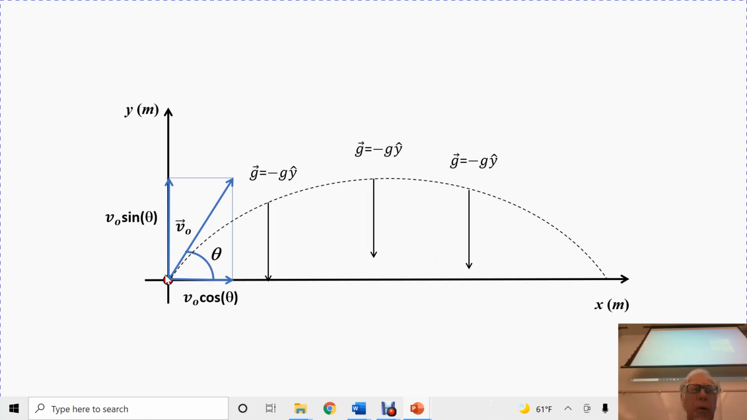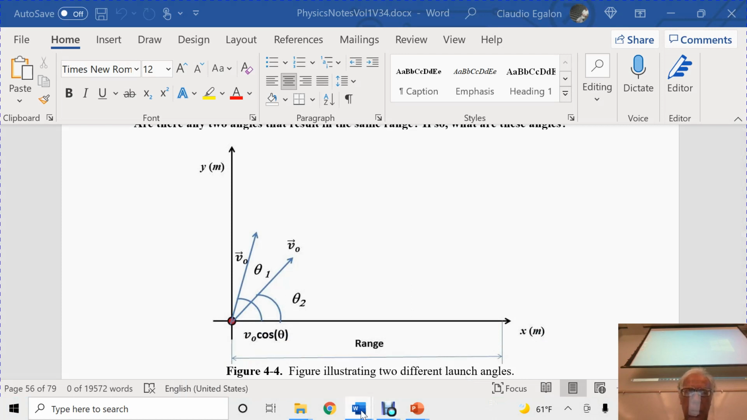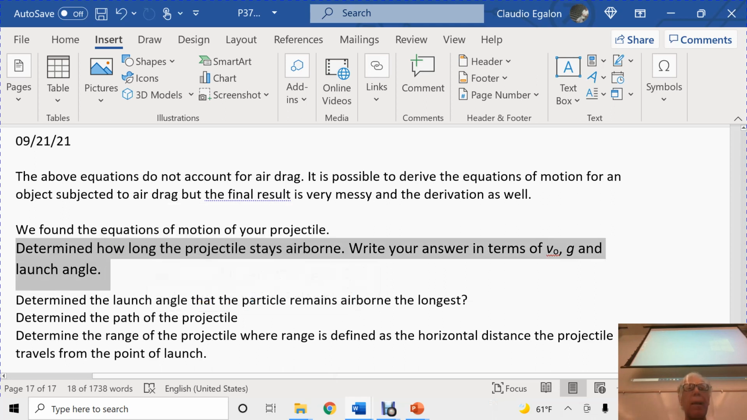And what is the condition for the time of flight that you can use? The condition that you use is y equal to 0. And I believe we did that before too, right? We found the time of flight. Let's take a look at our notes here, physics notes. Not this one, the other one. Here you go. Determine the launch angle, determine the range, determine how long the projectile stays airborne.